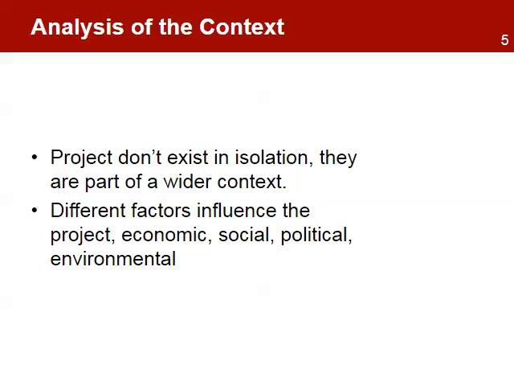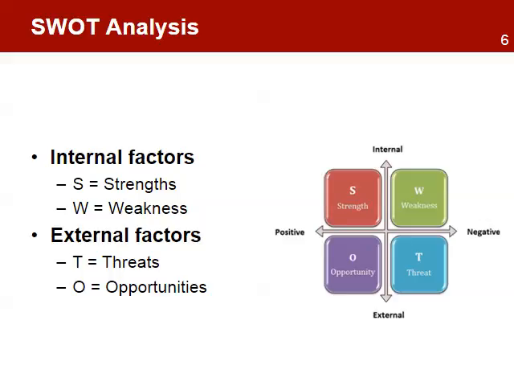There are two techniques that can help in the analysis of the context: the SWOT and the PESTEL analysis. A SWOT analysis is an analysis of the strengths, weaknesses, threats, and opportunities facing the project. What are the strengths, capabilities, and advantages of the organization to manage this project? What are the weaknesses and vulnerabilities that can create risk to the project? Are there any external threats or obstacles that can limit the achievement of the project objectives? And what are the opportunities that exist that can be taken advantage of?